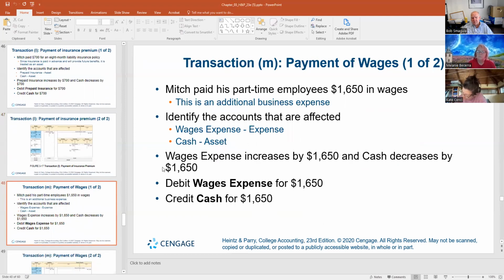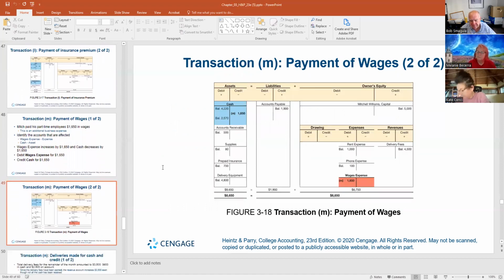Uh-oh, he paid the wages. He paid salaries. Well, wages is an expense. Expense has a normal debit balance, so we're going to debit wages and credit cash. Debit wages expense and credit cash. This thing's really getting a little fat now, huh?